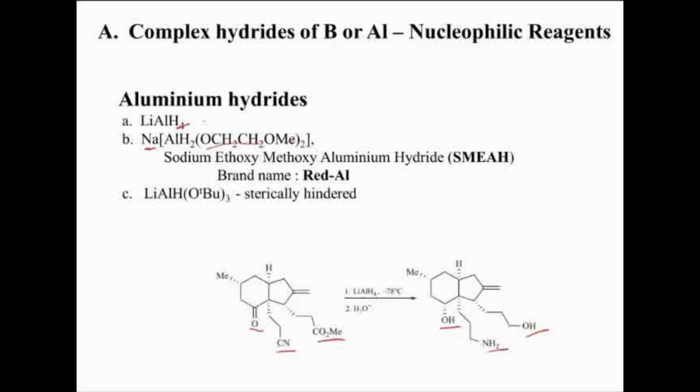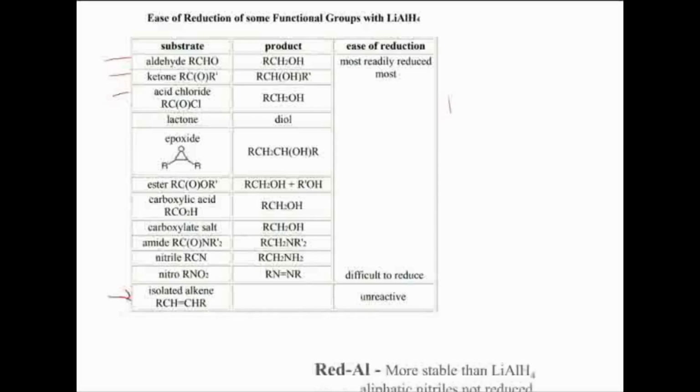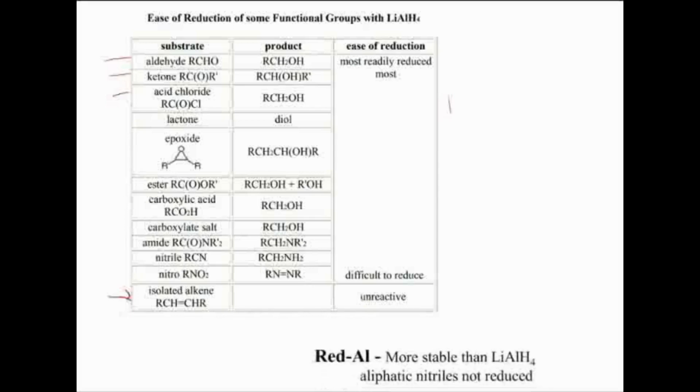Though it reduces all the functional groups, there is a difference in reactivity. So this is the order of reaction. Aldehydes undergo reaction at a faster rate, then ketone. So this is the decreasing order of reactivity. The functional groups at the top are highly reactive, and those at the bottom are not reduced at all. So this is the rough order. Red-Al is more stable than lithium aluminium hydride.